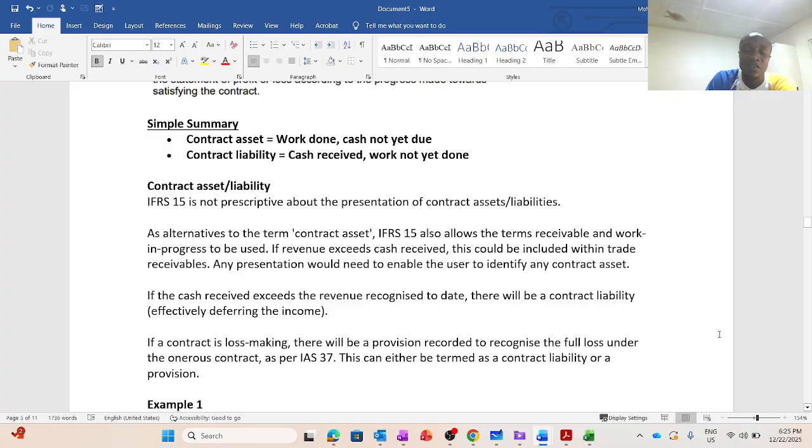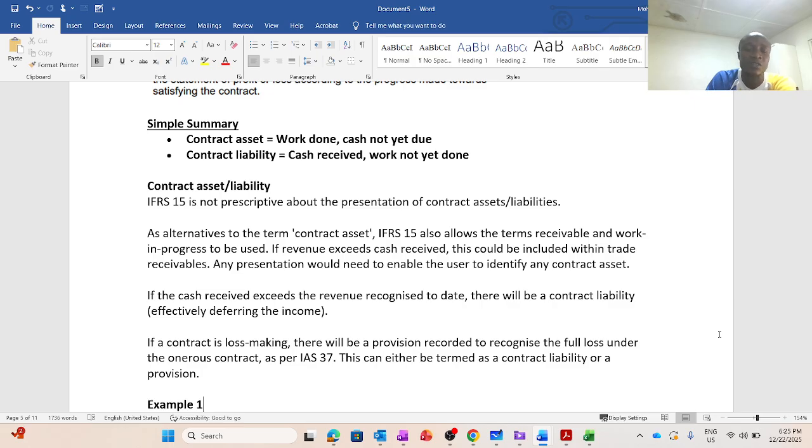So basically, IFRS 15 is telling us that it is not compulsory to recognize the contract asset and contract liability as current asset or current liability. You can treat it under the trade receivable, or you can account for it as deferred income, whichever. But that is not our problem. Our problem is how we can identify the contract asset and the contract liability.